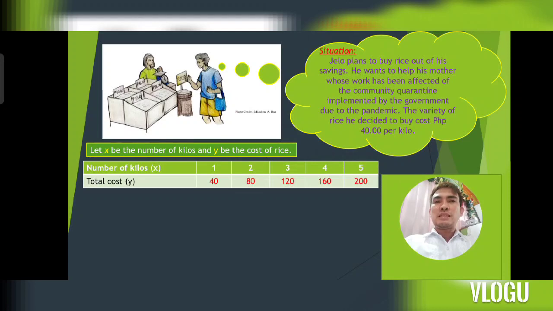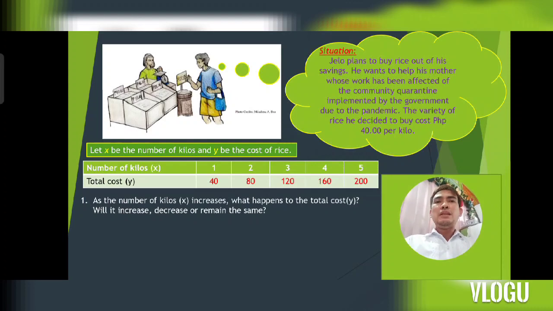The number of kilos represented by X: 1, 2, 3, 4, 5, and total cost represented by Y: 40, 80, 120, 160, 200. Let us be guided with this question. As the number of kilos increases, what happened to the total cost? Will it increase, decrease, or remain the same? Well, as you can see in our table, as the number of kilos in X increases, the total cost in Y also increases. So from 1 to 5 kilos, you will also have 40 pesos to 200.